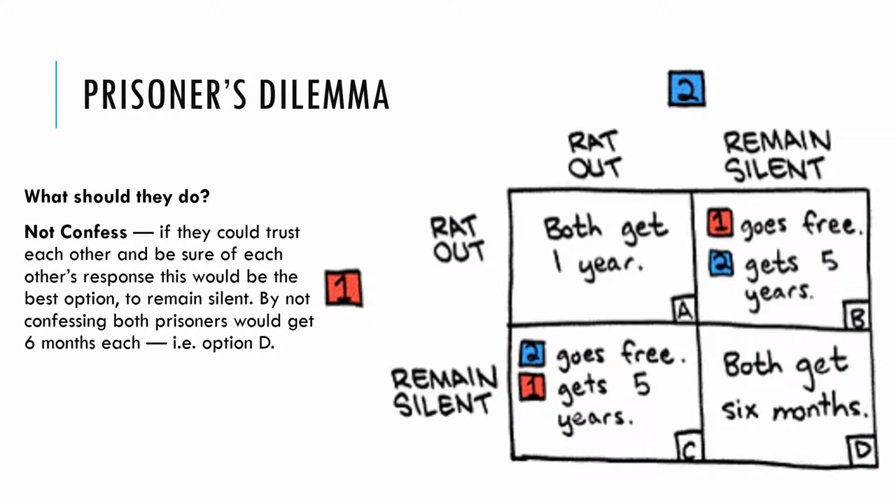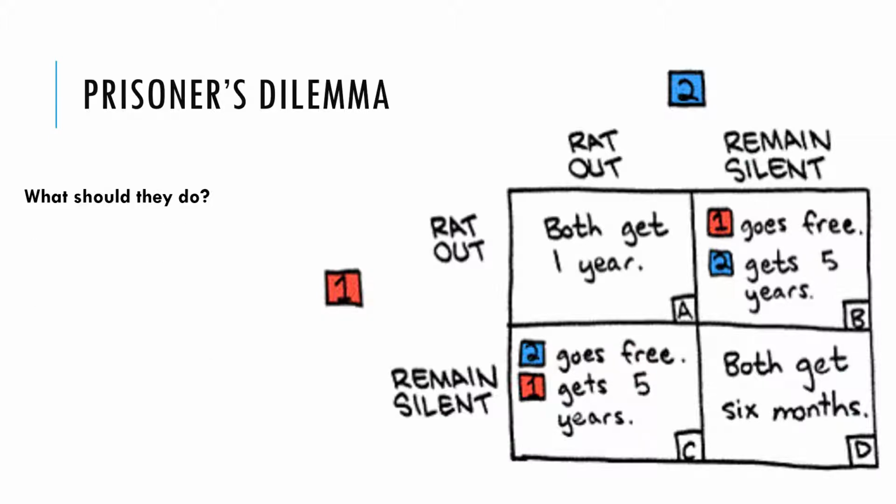What else could you do? Well, you could not confess. You could just remain silent. And if you felt you could both trust each other to remain silent, this might be the best option. If you both remain silent, then you're both just going to get 6 months. So that's worth considering.